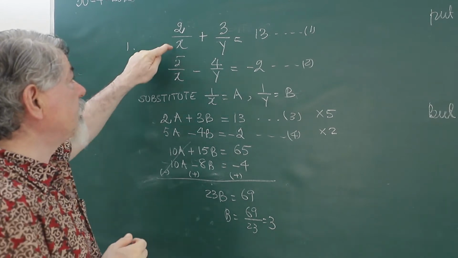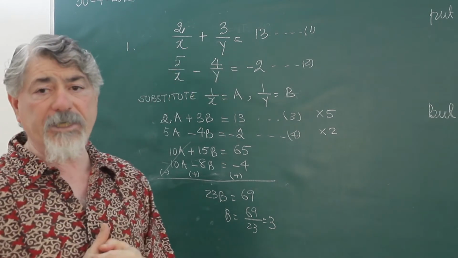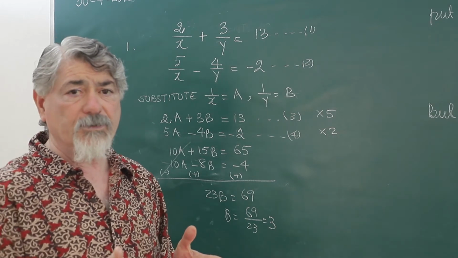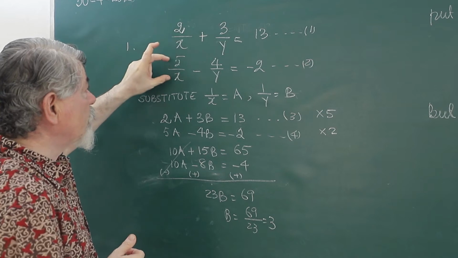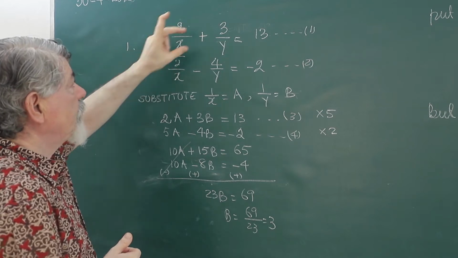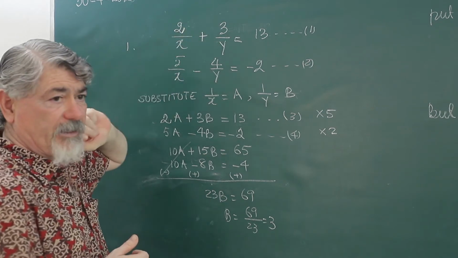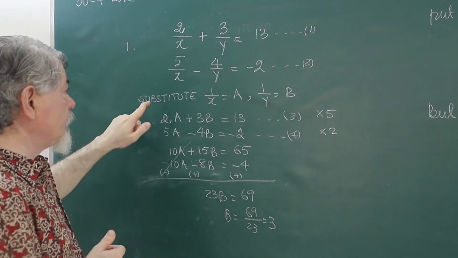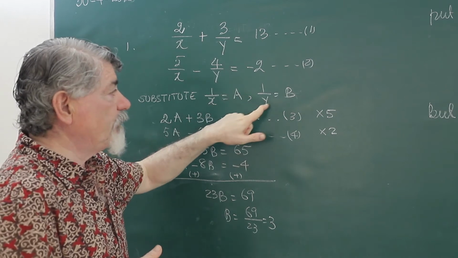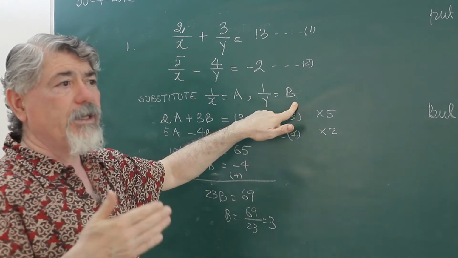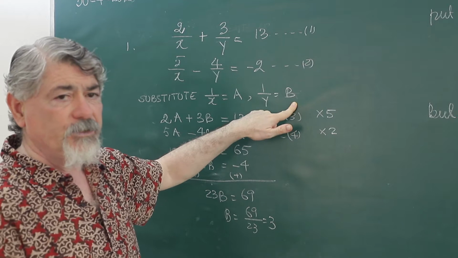Now here the x and y are in the denominator. So what are we going to do? We are going to take 1 upon x here also, 1 upon y here also. So we are going to substitute 1 upon x as a and 1 upon y as b, so that we get a and b in the numerator.